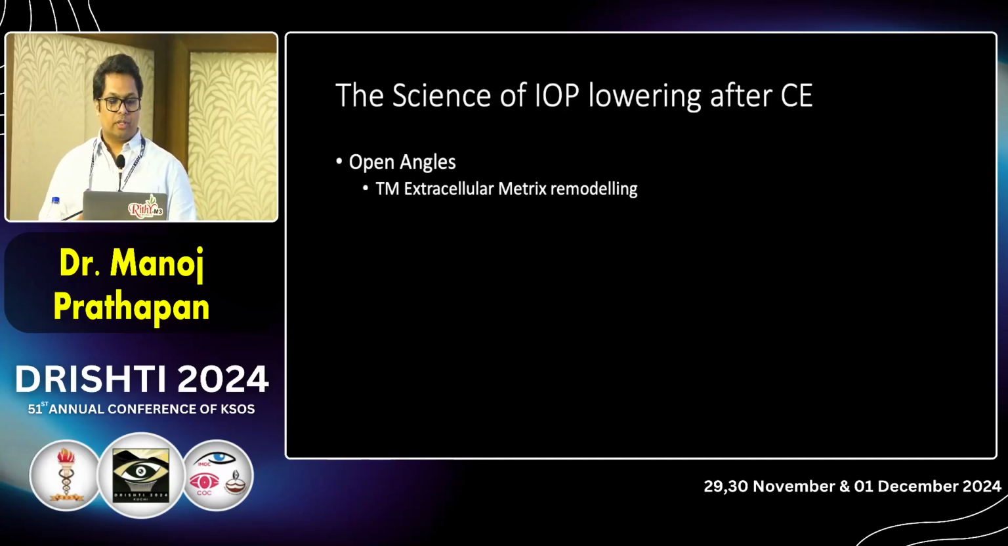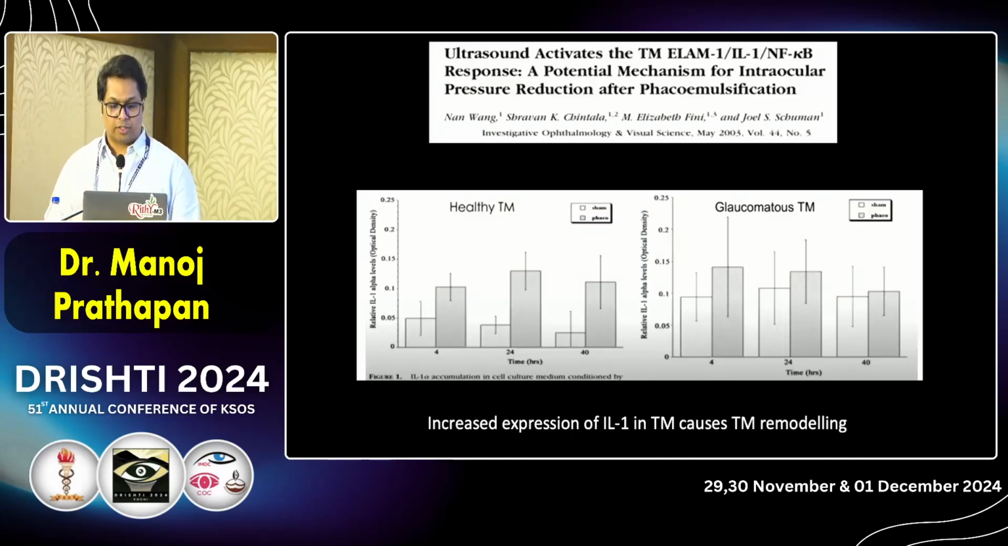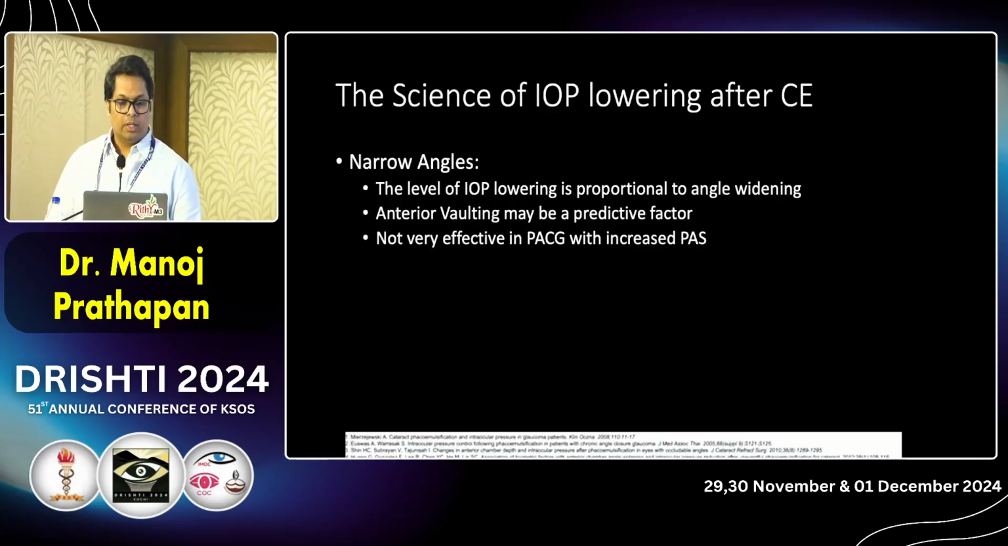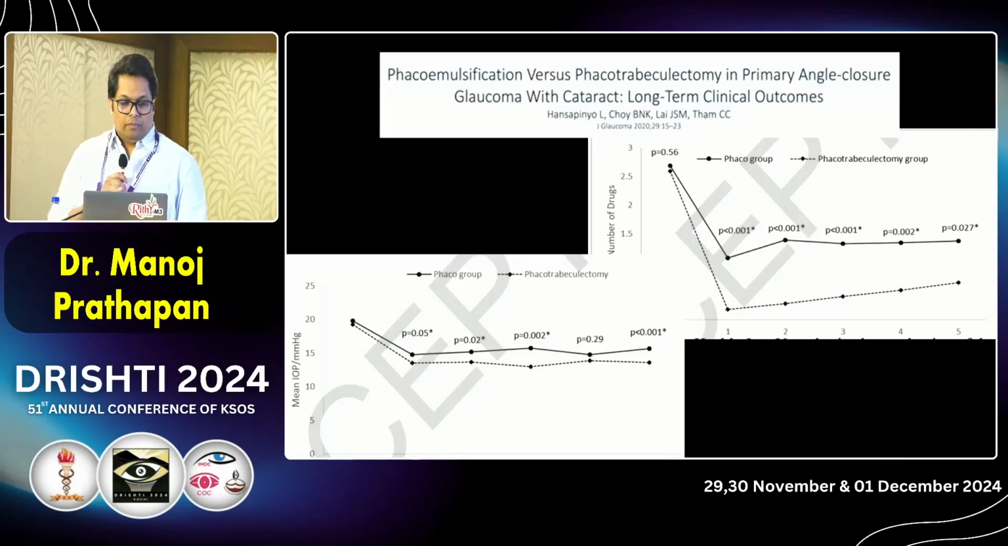In open angles, there could be remodulation of the extratrabecular matrix because of raised expression of interleukin 1. In narrow angles, the level of IOP lowering is proportional to the angle widening, so anterior vaulting may be a predictive factor. This is not very effective in PACGs where there is extensive peripheral anterior synechiae. When we compared phacoemulsification versus phacotrab in narrow angle glaucomas, we found that both did produce a lowering of intraocular pressure, but phacotrab had a better edge. And there was a greater drop in the number of medications used also with phacotrab.